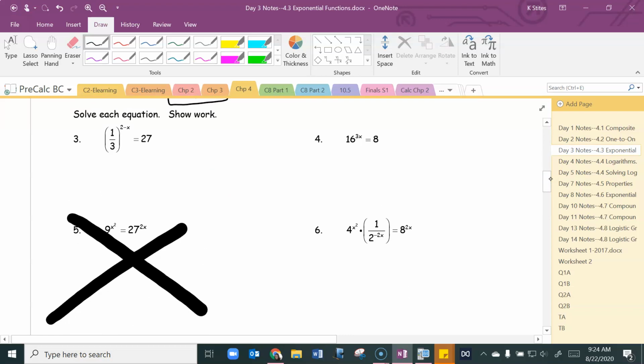All right, so next, this is another thing that you worked on last year. This is solving exponential equations where we have the same base. So with number 3, you have a 1 over 3 on one side and you have a 27 on the other. Both of these we can write as a base of 3. Here's how. 27 is just 3 cubed. 1/3 is the same as 3 to the negative first power. So I'm going to rewrite that.